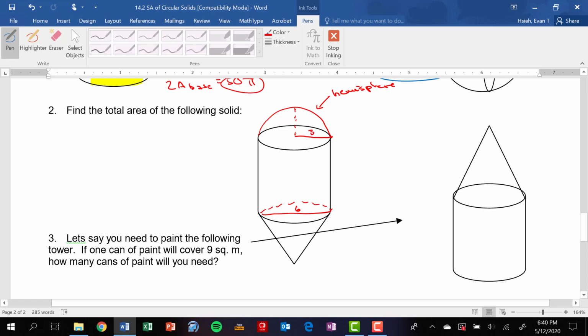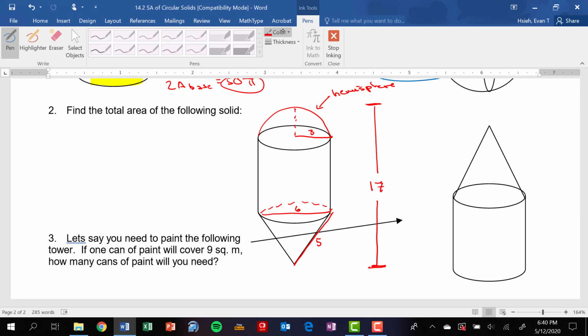And I know that this slant height here is 5. So that's my slant height. And I know that from the very top of this figure all the way to the very bottom of this figure is going to be 17.